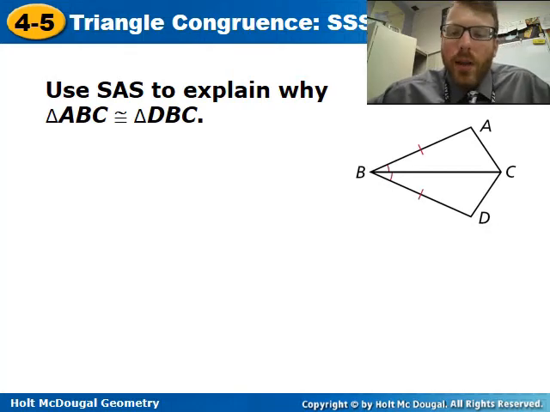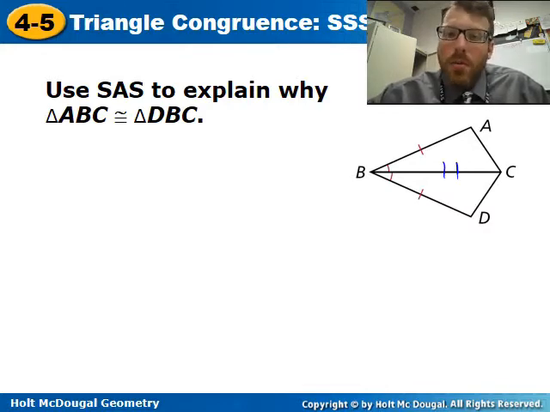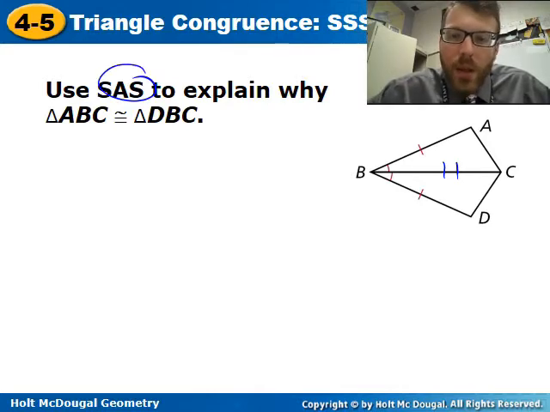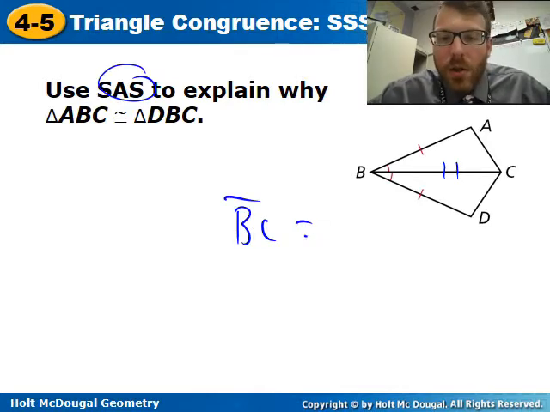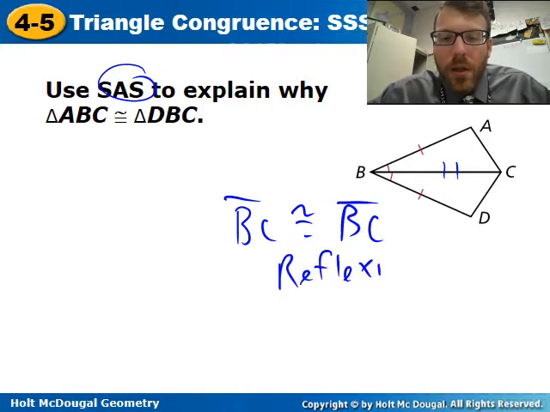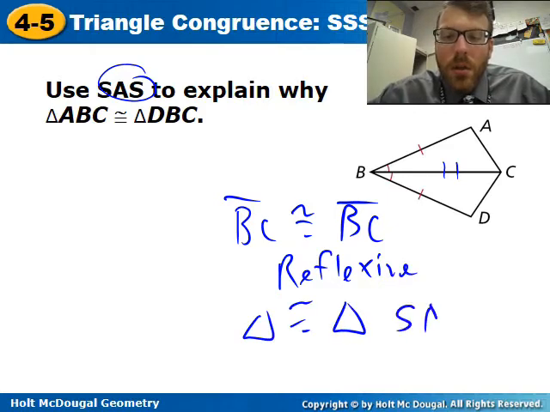So again, we're going to use side, angle, side to explain why this one works. If you look clearly, BC is shared. So that means it has to be congruent through the reflexive property. So that means you have side, angle, side, and side, angle, side. Since you have side, angle, side, it works. The reason is because BC is congruent to BC through the reflexive property. Therefore, the triangle is congruent to the triangle through side, angle, side, because I have a side, an angle, and a side.